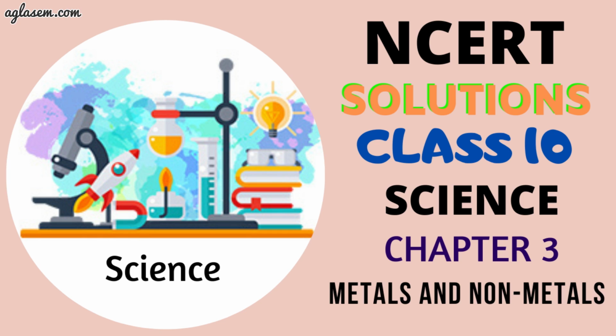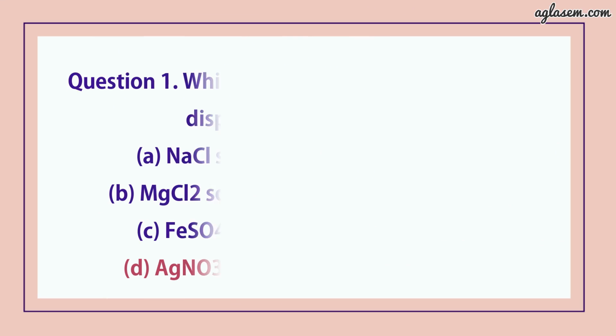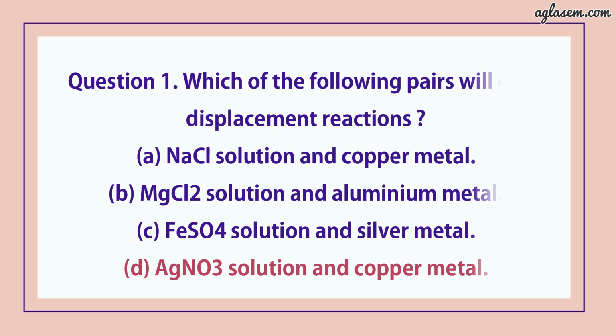Here question number 1 says, which of the following pairs will give displacement reactions? A. NaCl solution and copper metal. B. MgCl2 solution and aluminium metal. C. FeSO4 solution and silver metal. And D is AgNO3 solution and copper metal. So the answer is D, that is AgNO3 solution and copper metal.